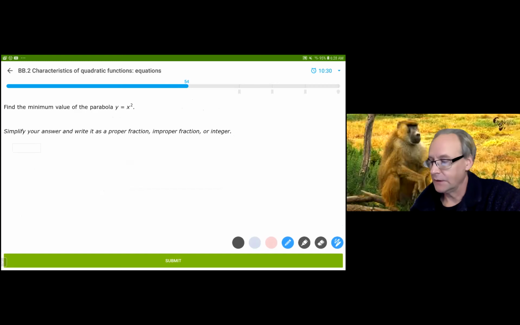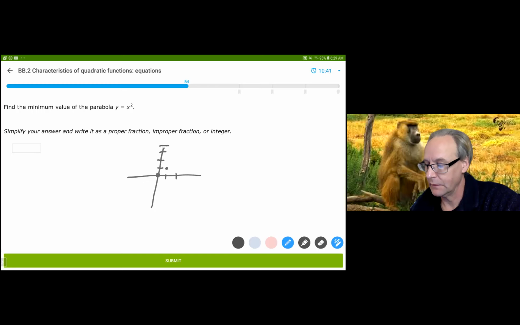Find the minimum value. Well, you should memorize what this looks like. This is where 0 squared is 0, 1 squared is 1, 2 squared is 4, negative 1 squared is 1, negative 2 squared is 4, and you get a parabola. You want to memorize what this looks like, and our minimum value is at 0.